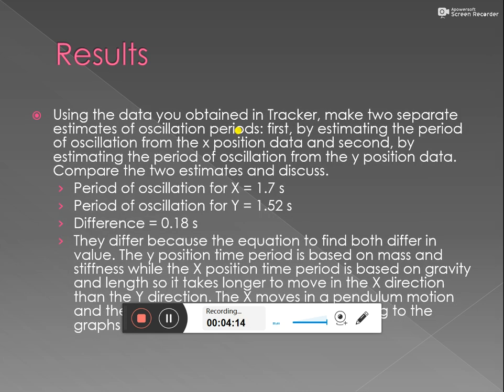And then it says, using the data you obtain in Tracker, make 2 separate estimations of oscillation periods, basically by estimating the x and y positions and comparing the two. And so I found that the period of oscillation for x was 1.7 versus the period of oscillation for y, which was 1.52, and the difference was 0.18. They basically differ because the equations to find them are different. The y position time period is based on mass and stiffness, while the x position time period is based on gravity and length. So that basically means that it would take much longer to move in the x direction versus the y direction. And the x moves in kind of a pendulum motion in comparison to the y, which is why there was a difference in the two graphs.